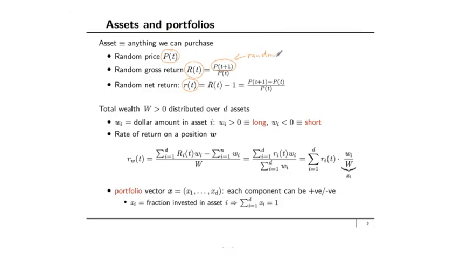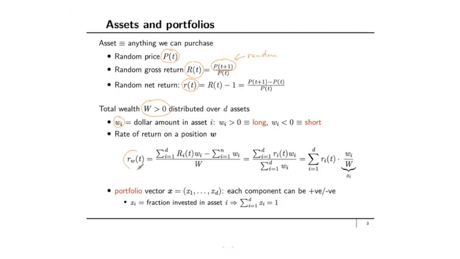I've got d different assets, and I want to split an amount capital W that I'm going to assume is strictly positive. This is the capital that I have, and I want to split it over the d assets that I have. W_i will be the total dollar amount that I've invested in asset i. If W_i is greater than 0, I'm going to say that that's a long investment. If W_i is less than 0, it's going to be a short investment. For the purposes of modeling, we allow W_i to be both positive or negative.